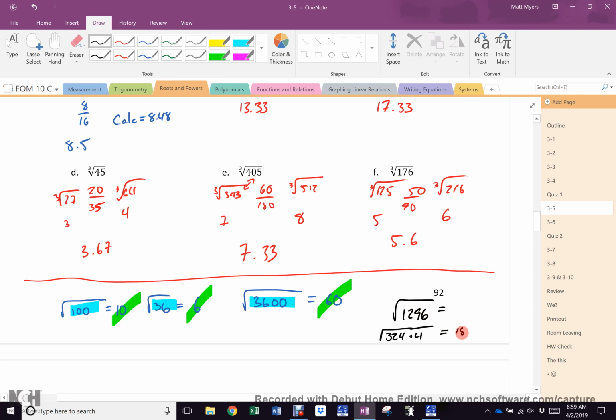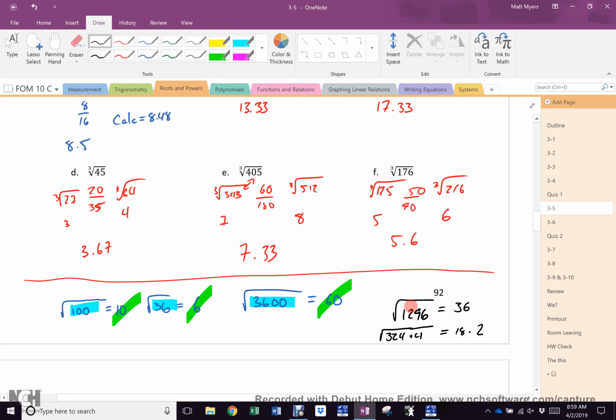18 times what? 2. Square root of 4. Which would be what? What's 18 times 2? 36. Everybody picking up what I'm putting down? The big numbers can often be broken down. That's our next step, but we're not going to get to that today.